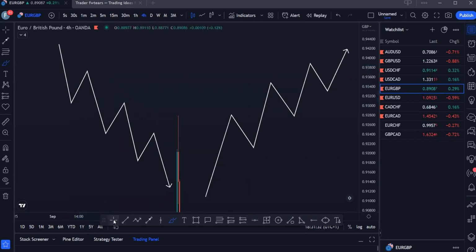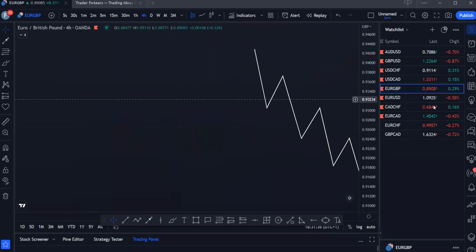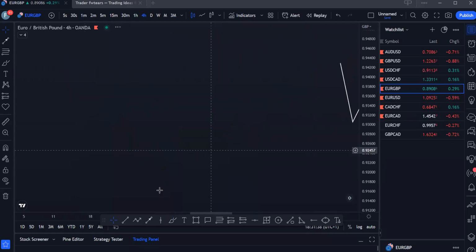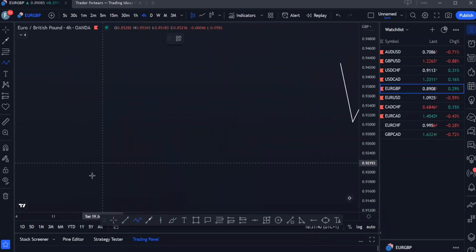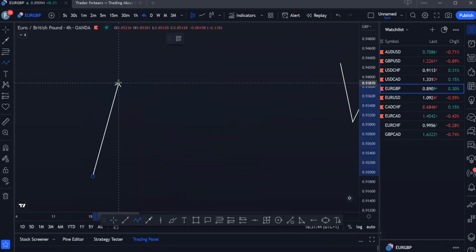Now there are times that the real life scenario of an uptrend might be something like this. Let me just give you a very quick example. It might be something like this.